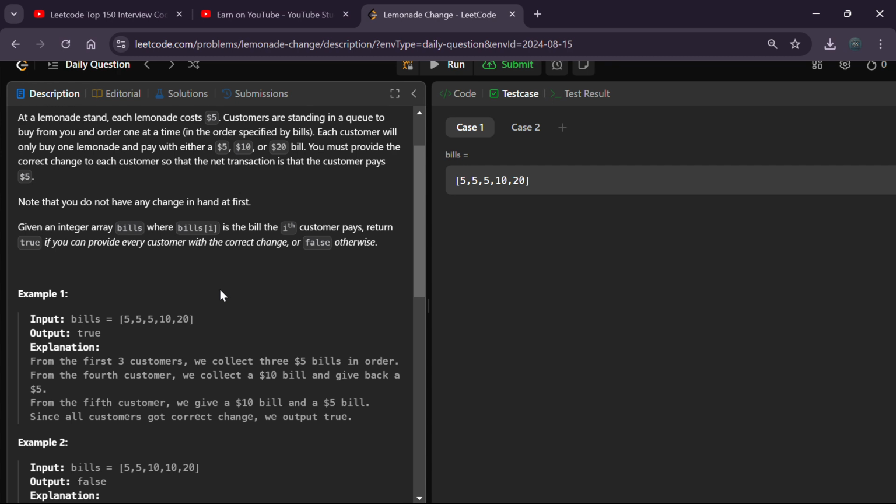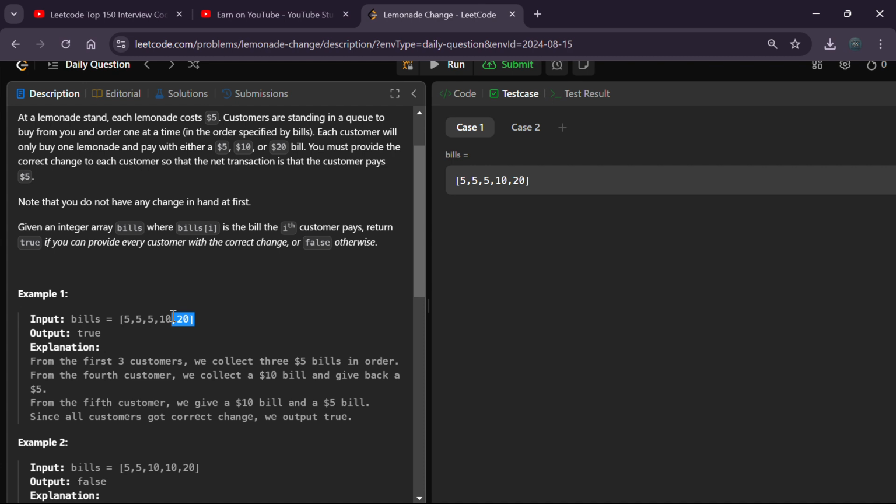In every transaction, we are calculating the frequency of change, right? And in the change, we are calculating how many $5 bills and how many $10 bills we have. For any change, for $10 or $20, what do we need? For $10, we need one $5. For $20, we need one $10 and one $5, or three $5 bills, because three $5 can add up to $15.